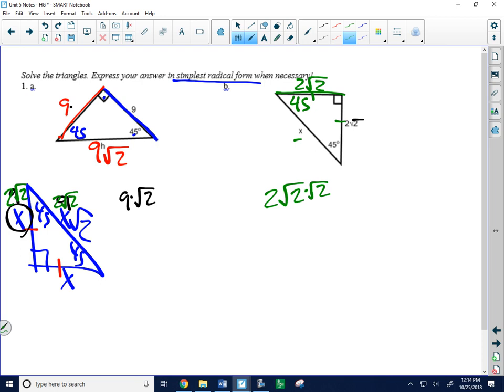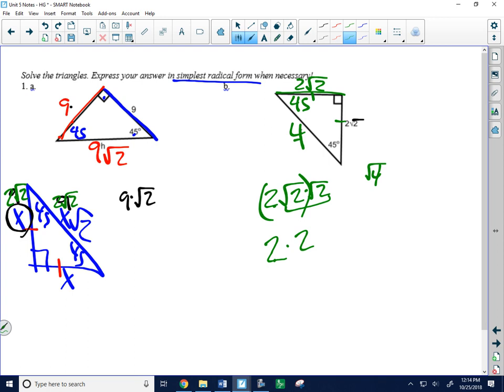Yes. Radical 2 times radical 2 is just 2, right? Correct. We're going to simplify. That 2 stays the same. Radical 2 times radical 2 is radical 4, which is 2. And 2 times 2 is 4. Yeah, did you have a question?